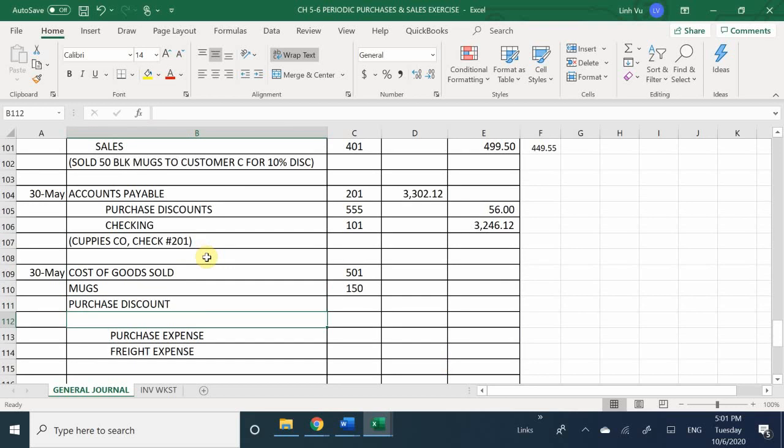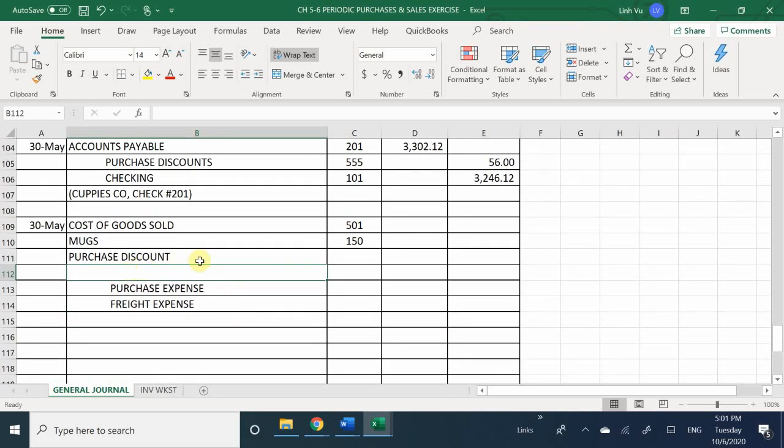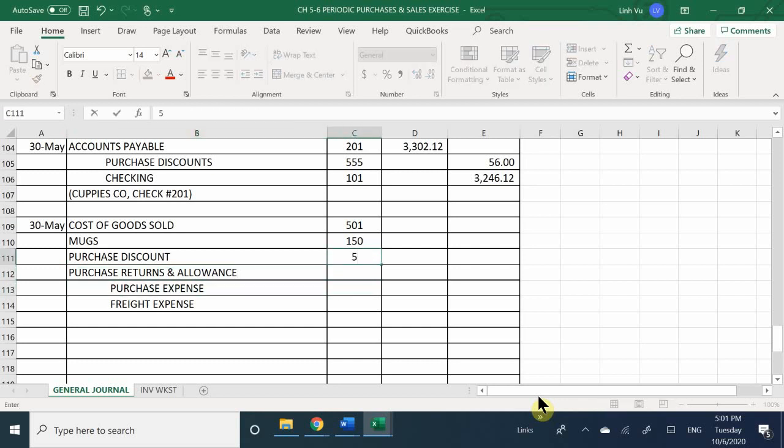So we must have something in the purchase returns and allowances. Purchase returns and allowances is correct. That's the last account that needs to be in here. Good. So my purchase discount is 555. This one is 556 for the returns and allowances. Good. My purchase expense is 551 and my freight expense is 511. Good. So let's go ahead and enter in our data.